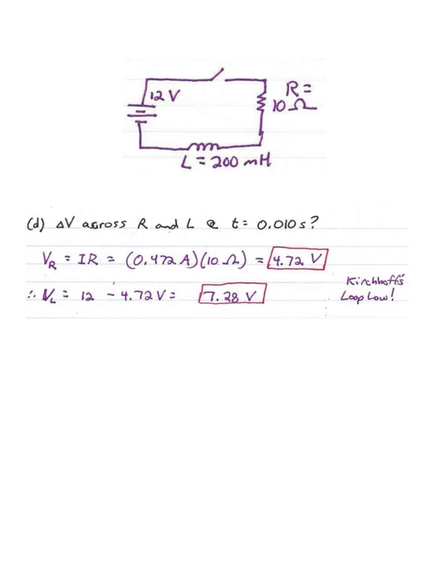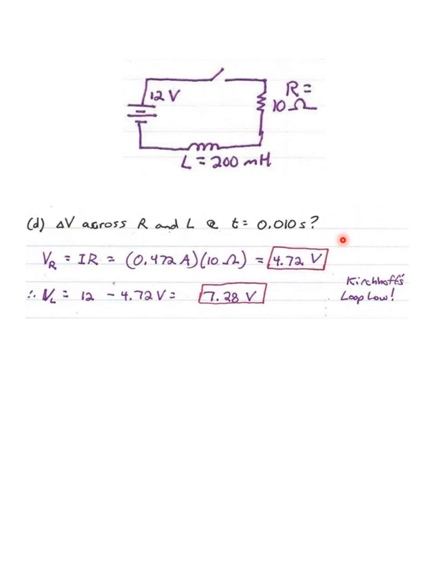A fourth question is, what is the voltage difference across the resistor and the inductor at time equals 0.010 seconds? Well, for the resistor, remember that by Ohm's law, the voltage across a resistor is current times resistance. And the current at this moment in time, 0.01 seconds, is 0.472 amperes. So we multiply that by 10 ohms and we get 4.72 volts.